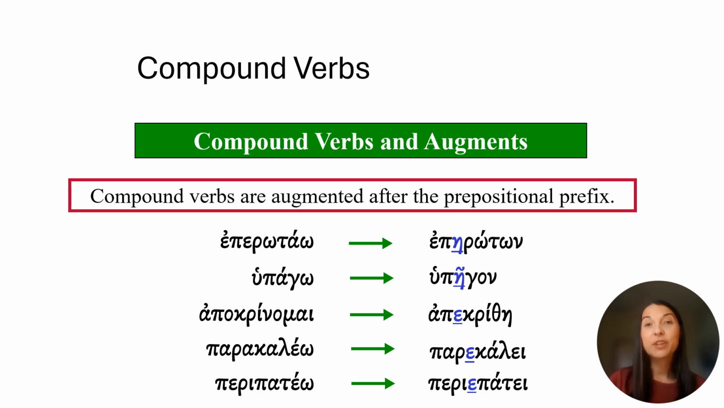And what's important to notice about these is that compound verbs are augmented after the prepositional prefix. So you won't see that eperotau happening in a change at the beginning, but you will see a lengthening happening there to show that the augment is in the word.